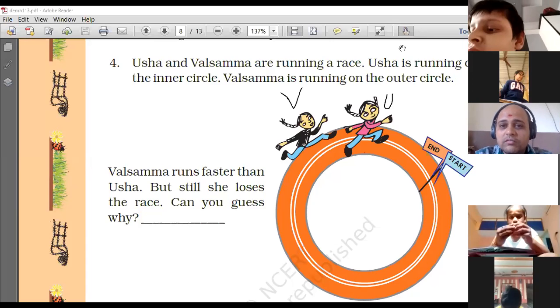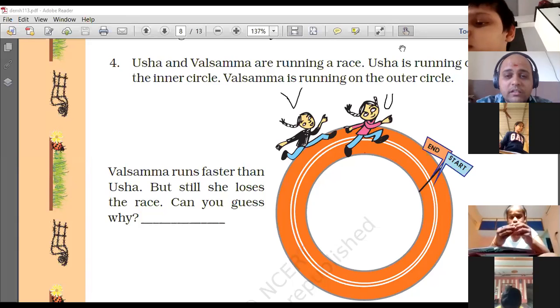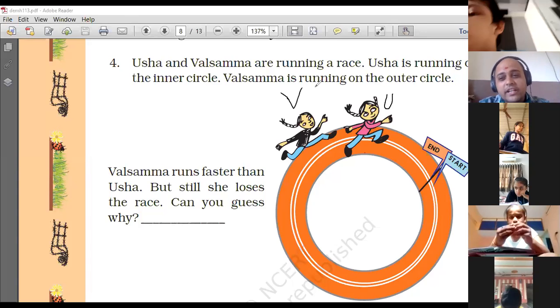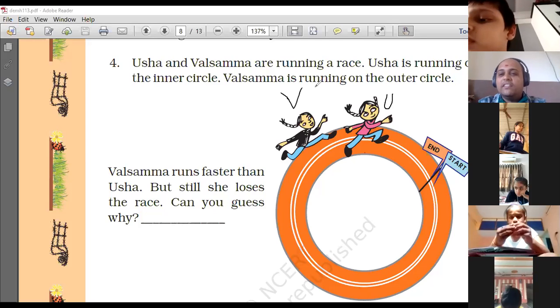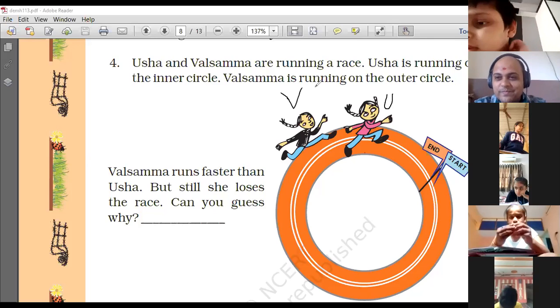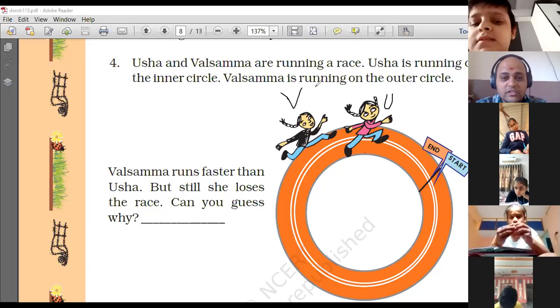Anyone else? Does anyone else want to think about how we can make sure that everybody runs the same distance? Yes, tell me. You measure. That's very good. Very good. You measure the distance, right?